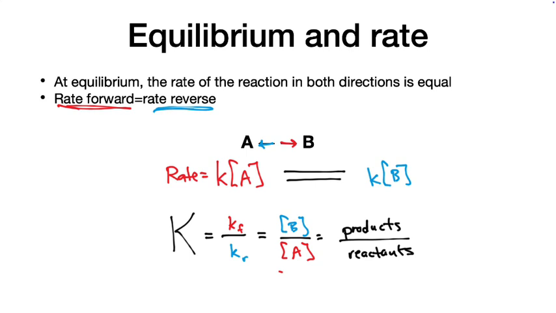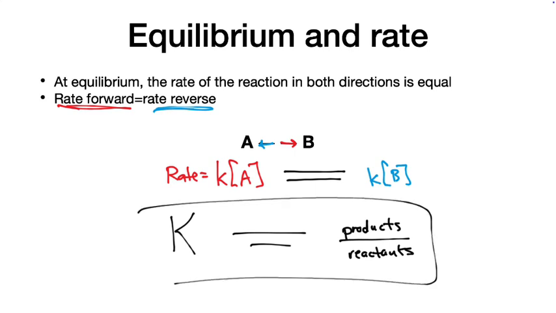Okay? Once I know that, I can now sub in those pieces of information and solve for an expression. And that expression that I get is my equilibrium expression. That is my products over reactants. It's one and the same thing.